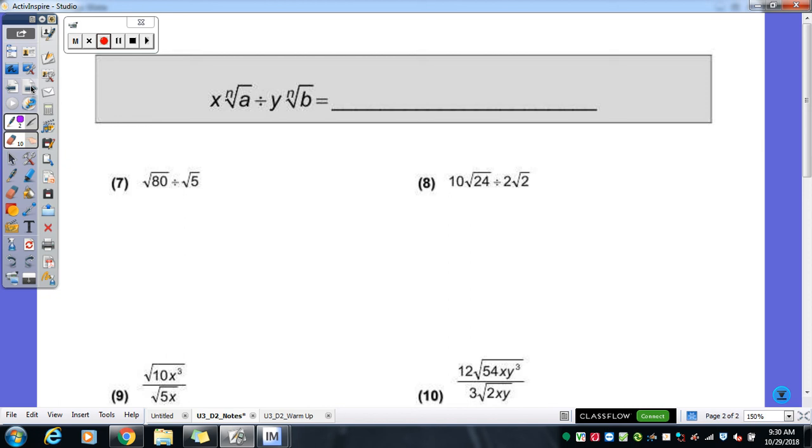So on the back, we are going to be dividing, so kind of like our multiplication rules. Divide your two coefficients. So x divided by y. Divide your numbers under the radical, those radicands, so a divided by b.